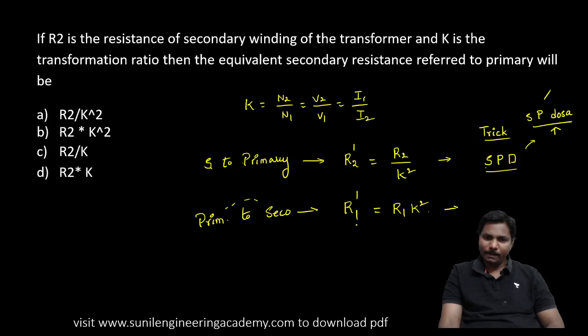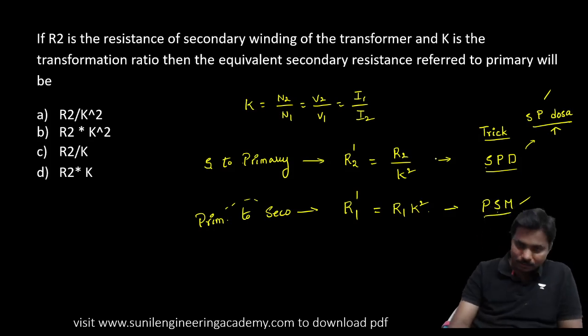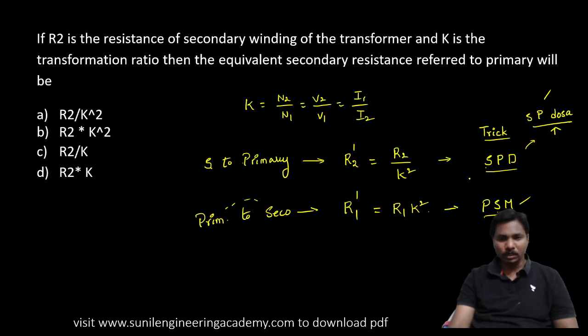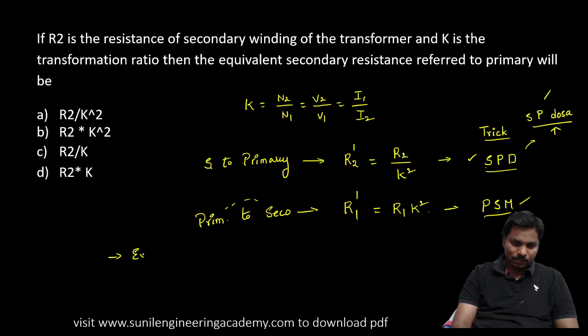The same way, primary to secondary is PS multiplication, PS, like flux setting multiplier. We know very well the flux setting multiplier, so PSM, primary to secondary multiplication. These are the two tricks to remember. Remember any one trick, the other one is no need, just the opposite. If you want to get an idea, that is very simple, guys.